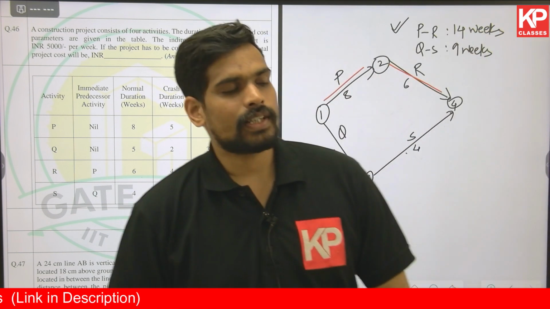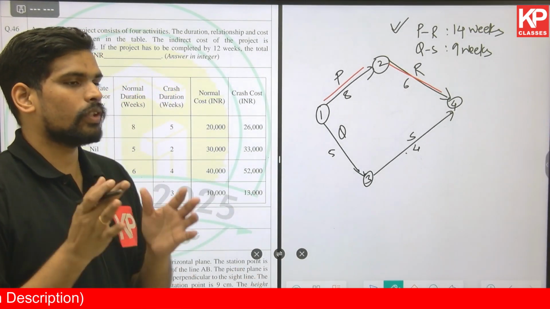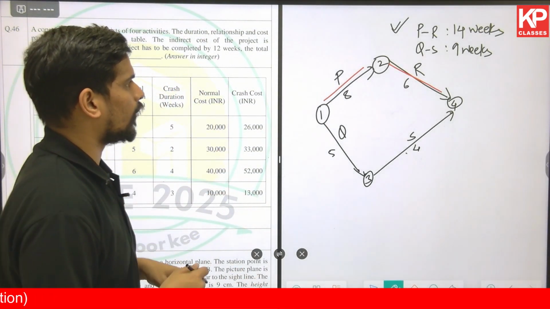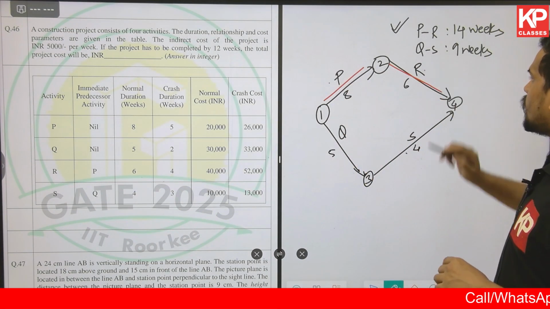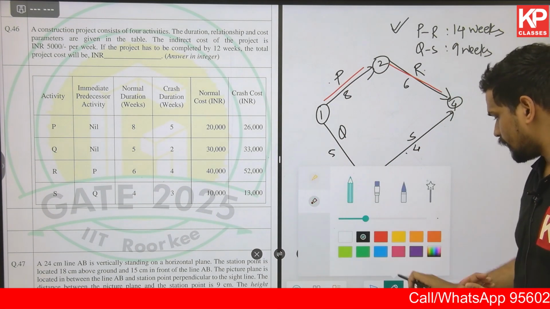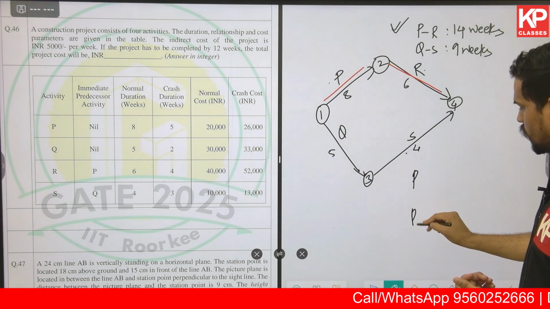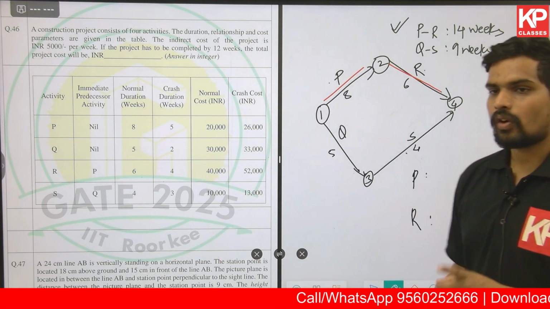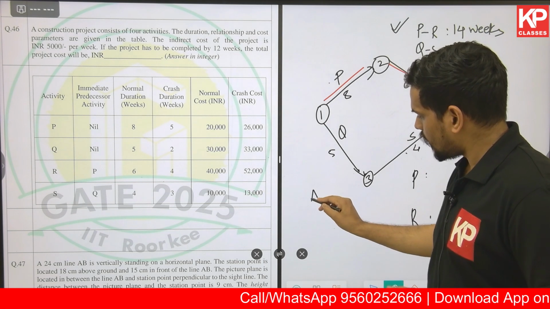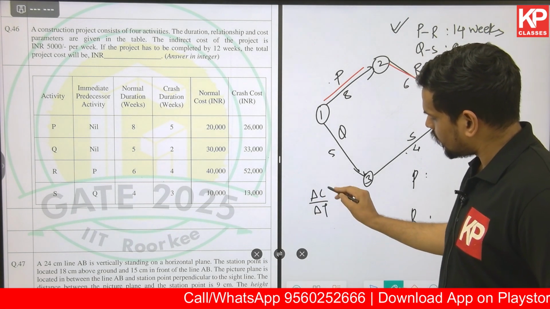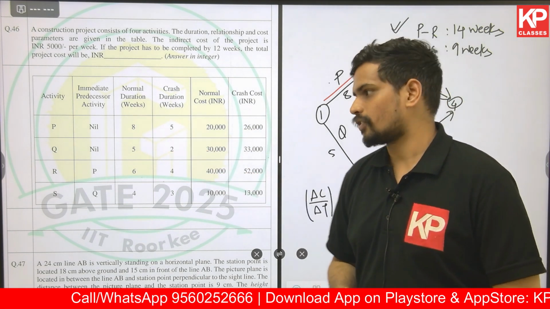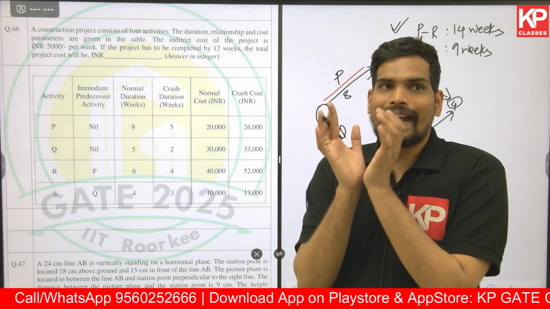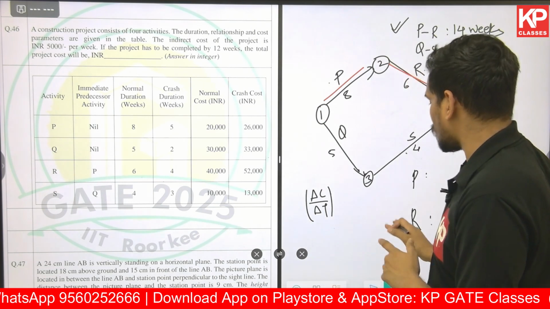And for this critical path, which has a duration of 14 weeks, you need to bring down that value to 12 weeks. So 2 weeks of crashing is required. Which will you crash, P or R? These are the two critical activities. So among P and R, you need to find out the cost time slope. Cost time slope is difference in cost divided by difference in time. Difference in normal cost and crash cost divided by difference in normal duration and crash duration. That will give you the crashing cost per week, which is called the cost time slope.